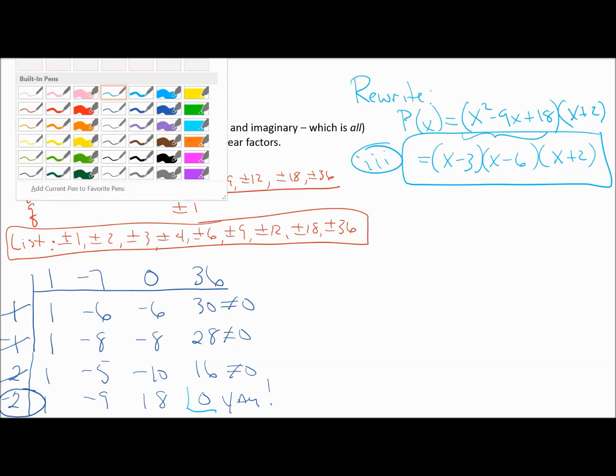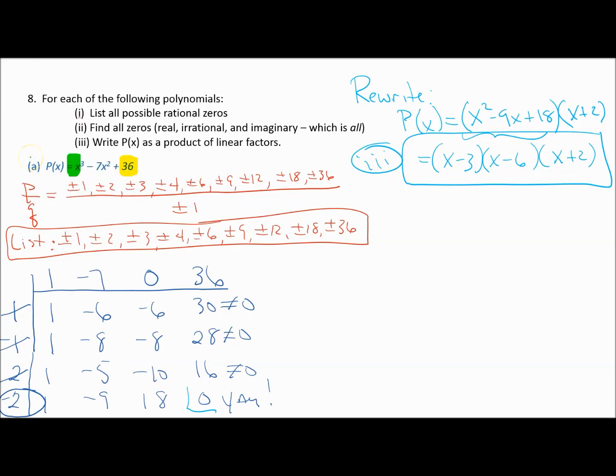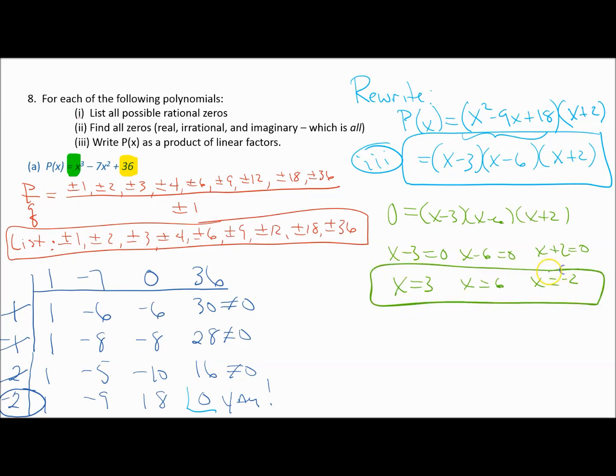And then the fourth question, find the zeros. Well, all we're doing is setting each one of those factors equal to 0. So I have 0 equals x minus 3 times x minus 6 times x plus 2. So x minus 3 equals 0. x minus 6 equals 0. x plus 2 equals 0. So I get an answer of 3, positive 6, and -2. So that's all 3 of my zeros.